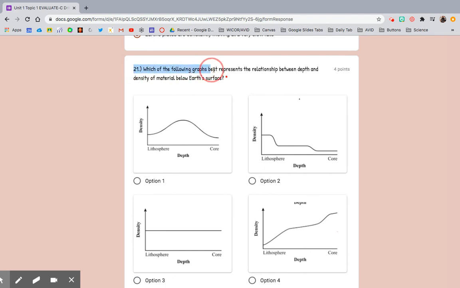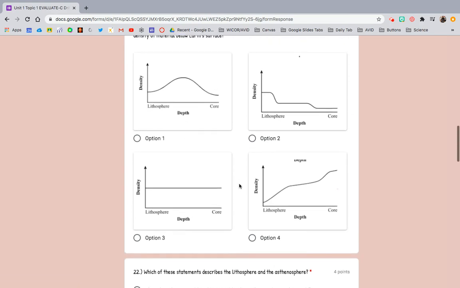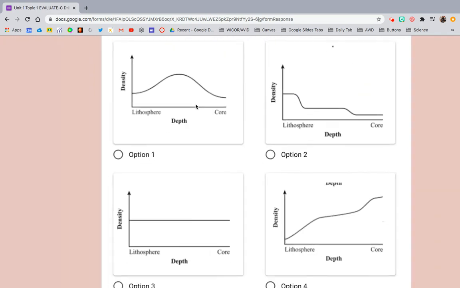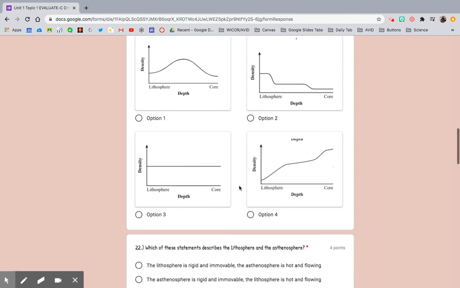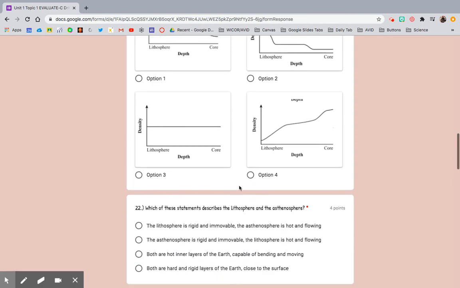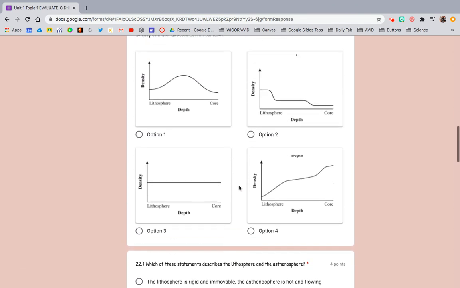Okay, 21, which of the following graphs best represents the relationship between depth and density of materials? So we're talking about as you go deeper in Earth's layers, is it getting more dense or less dense, and why? So this reminds me kind of that temperature question. So lithosphere is the crust, the core is the inside, and then you have to look at each graph and say what is happening to the density. So kind of have in your mind before you look at these graphs what you think the density is as you go deeper, and then look at the graphs and pick the one you want.